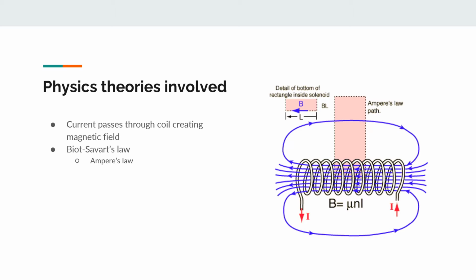One of the magnetic fields involved is from current flowing through the coil. This can be explained by Biot-Savart's law, which states that a current flowing through a conductor produces a magnetic field. Since the coils are like solenoids, Ampere's law can be used to approximate the magnetic fields produced by the coils with a simpler math model. An example calculation using Ampere's law will be presented in the next slide.